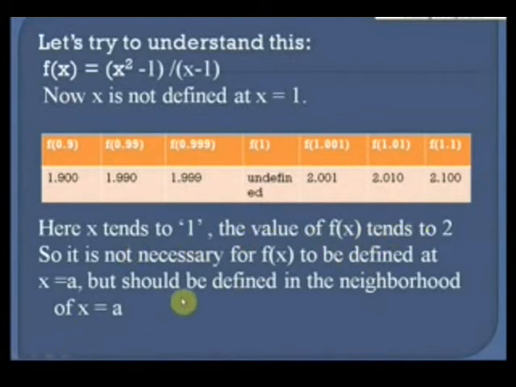not necessary for f(x) to be defined at x equal to a, but it should be defined in the neighborhood of x equal to a. Now we have seen that at x equal to 1, this function is not defined, but in the neighborhood of x equal to 1, it is defined and its value is very much close to 2. Hence we can say that limit x tends to 1, f(x) is equal to 2.